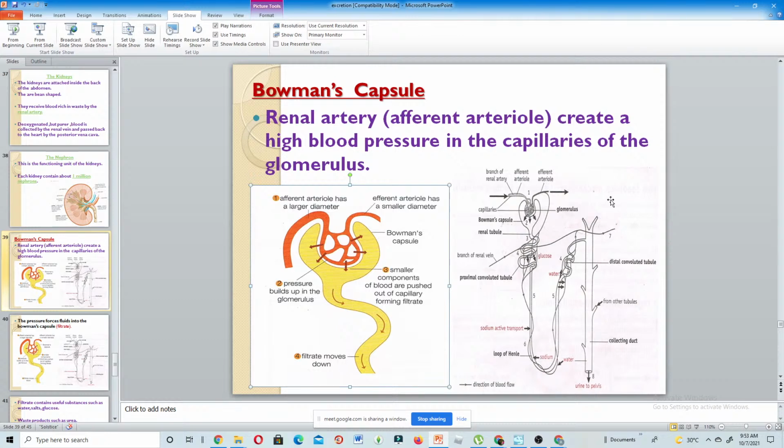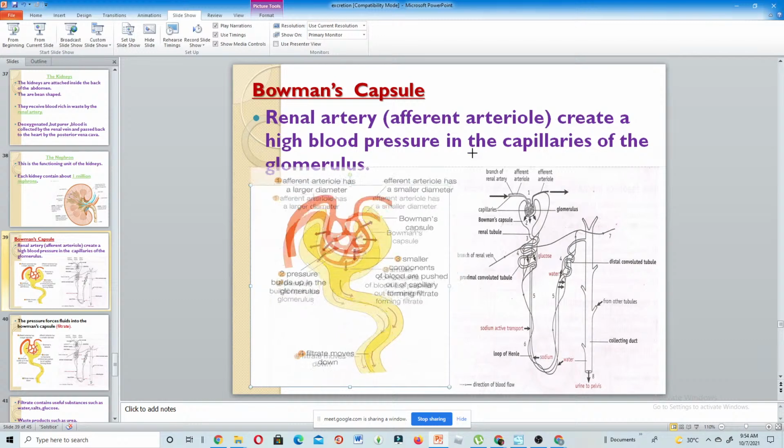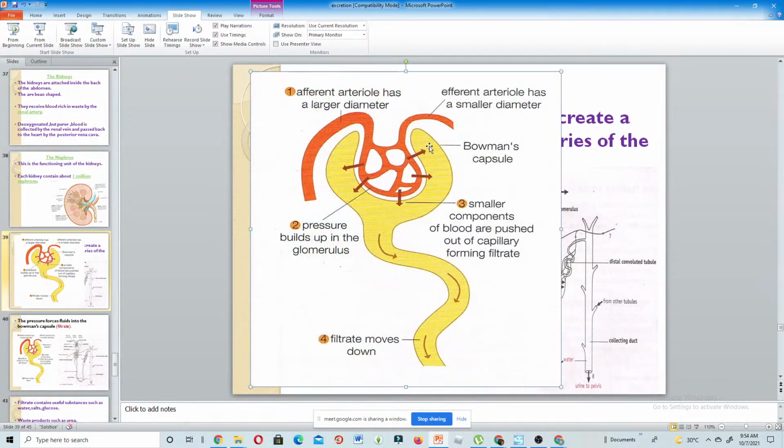So the renal artery basically creates a high blood pressure in the capillaries of the glomerulus. Now looking at the image, where is the glomerulus? The section that you're seeing, the Bowman's capsule, is the part that has the U shape. The U shape is known as the Bowman's capsule. When you look at it, you will see the labeling. All of this U shape section is what is called the Bowman's capsule.